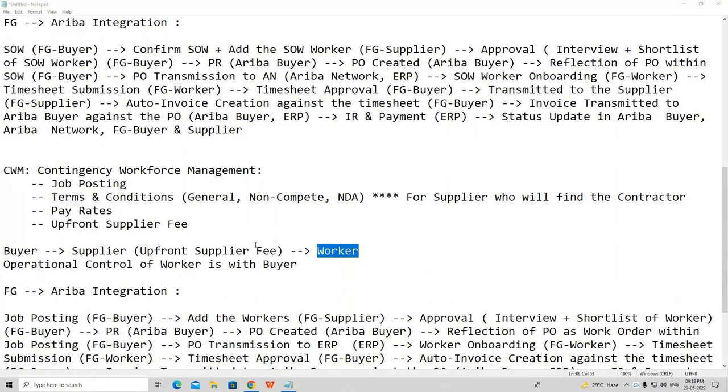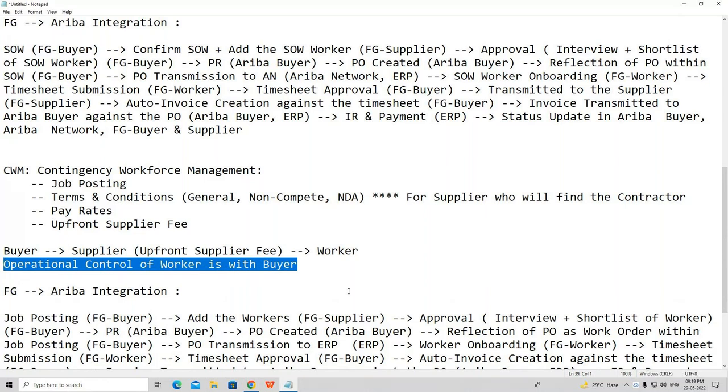In that case, they will say, okay, we will pay some money upfront to the supplier. What is the money for? For finding the resource and for transferring the amount to the worker, we will pay some amount. But this supplier doesn't have any role with the worker. That means what work is to be done, who is the reporting manager of the worker, everything will be with the buyer.